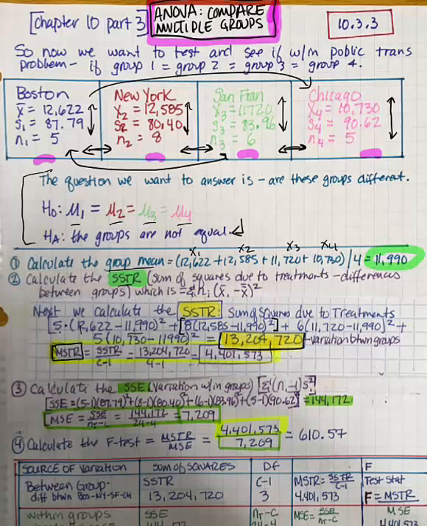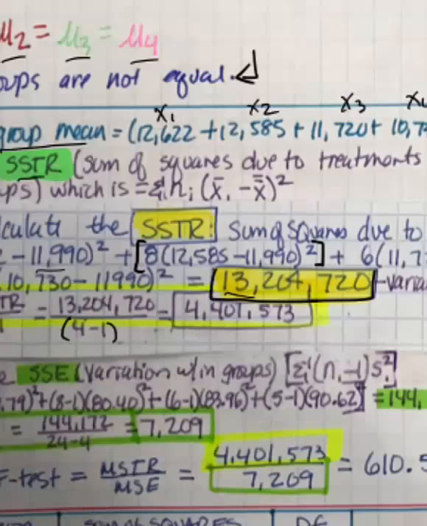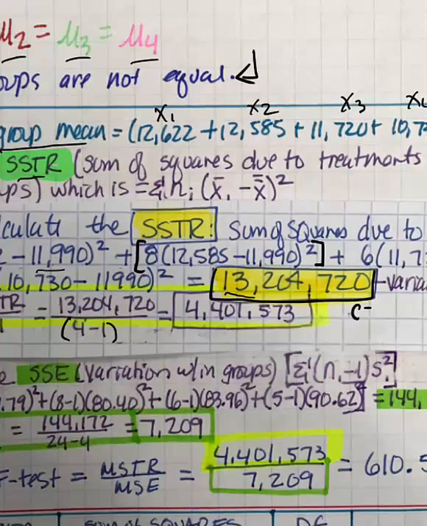From there we can calculate our MSTR, which is what we're after here, because that's the numerator for our F test, because our ANOVA uses an F test. The previous one we just did was a T test, but now this is going to be an F test. We calculate our MSTR by taking our 13 million number that we just calculated and dividing by C minus 1, where C equals the number of treatments.